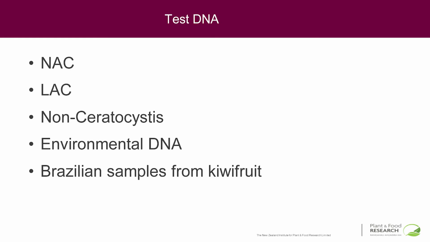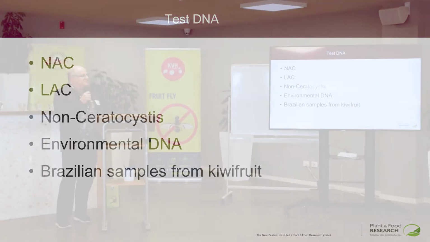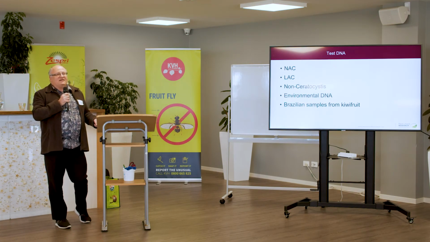So in terms of this, this slide reminds me to say some very important points. One is that we need test DNA, first of all, for the NAC, the LAC, and I guess for the Brazilian samples as well. These are really to make sure that we capture everything, because we don't want false negatives, so we want to make sure that we get everything. And then we've got some environmental DNA from Manaki Fenualankia, and these were soil samples because this is a soil-borne fungus. So we wanted to make sure that we weren't going to get false positives.